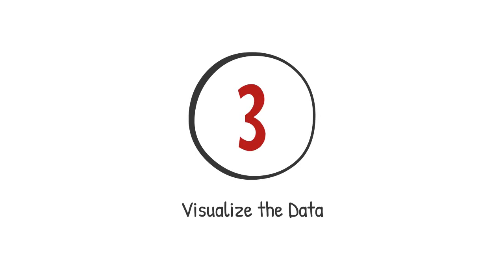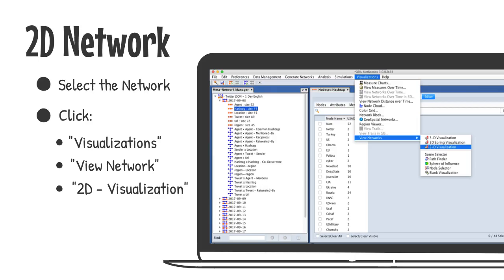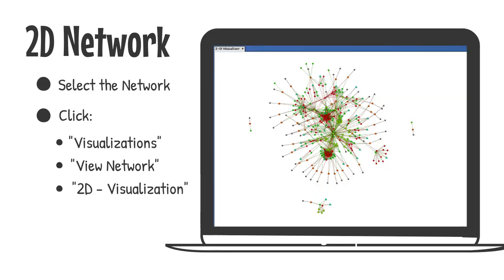Now that we know how to import and edit our data, let's learn how to visualize it. Let's start by looking at how to visualize a 2D network. First, select the network you want to visualize and then click the Visualize button, View Networks, and 2D Visualization.